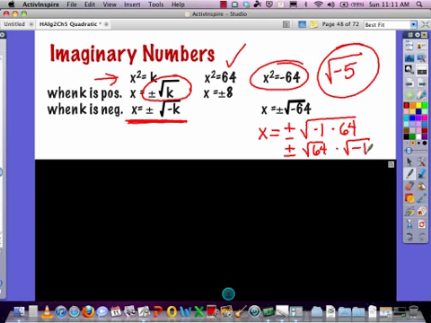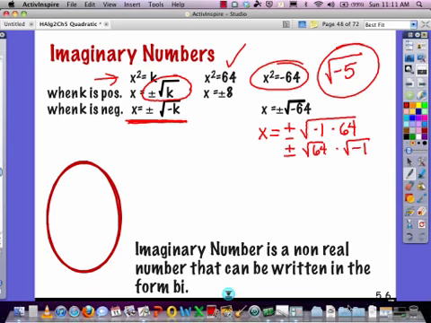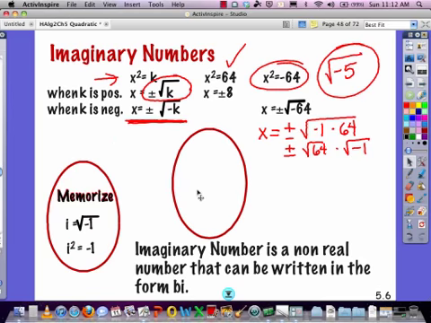So after a while, these brilliant men finally said, you know, let's just give it a name. It is a number. It's a square root of a negative number, and it's always a negative 1 because they factored it out. And this is where the idea of the imaginary numbers came from. Okay? The imaginary number is a non-real number that can be written in the form of bi. Now, in order to work in the imaginary number system, you have to remember that i will be equal to the square root of negative 1.